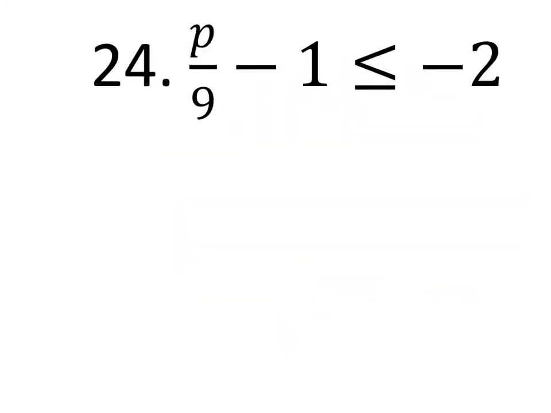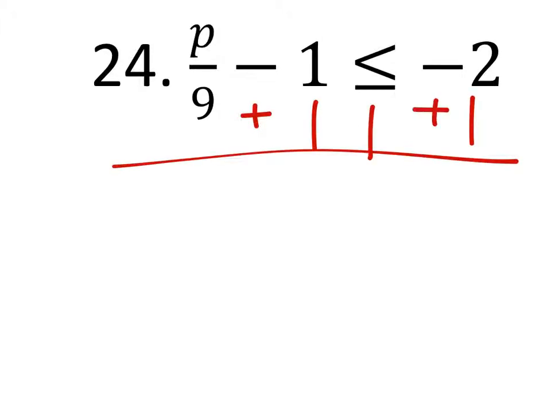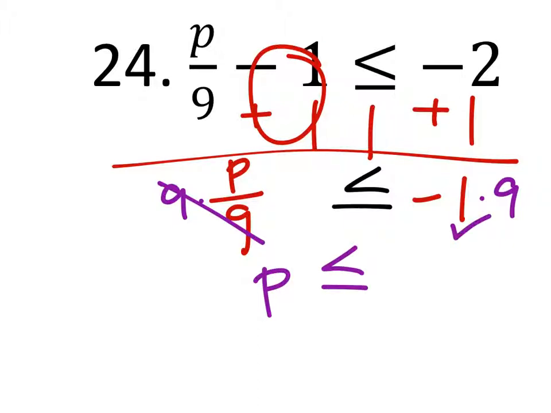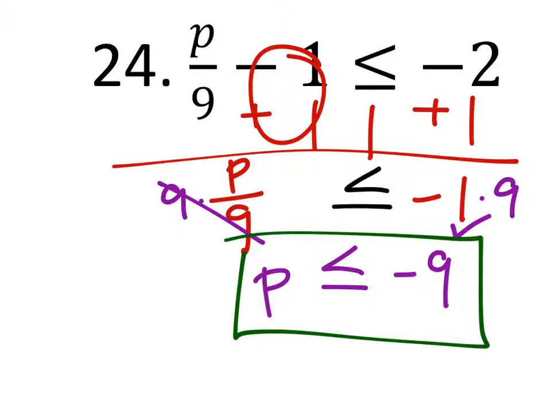Number 24 will work very much the same way. We don't want that minus 1 with the p, so let's add 1 to both sides of the inequality. Now addition doesn't change the inequality, so that's not going to change anything there. It will zero out that negative 1, so we have p over 9 is less than or equal to negative 2 plus 1, which is negative 1. So there's our first step. The second step is to multiply both sides by 9, which cancels those out into a phantom 1. So p is less than or equal to negative 1 times 9, which would be negative 9. And that one right there is solved as well.